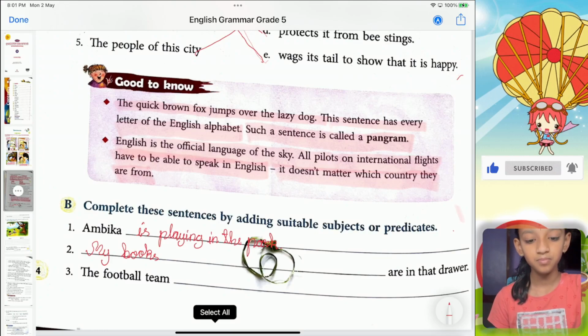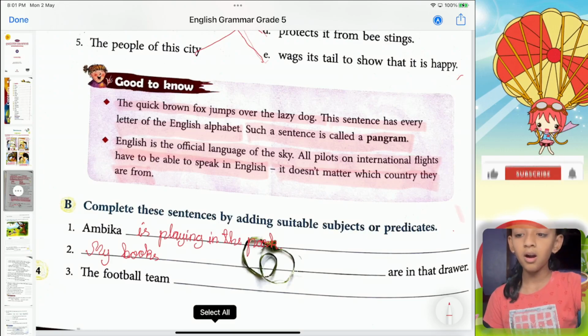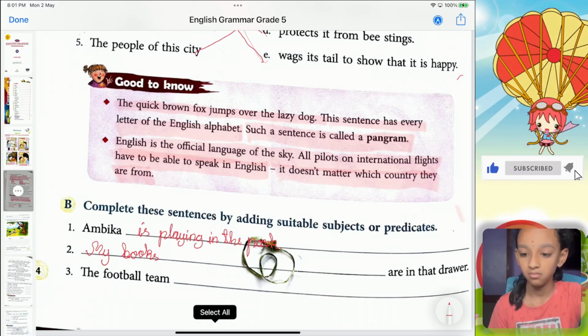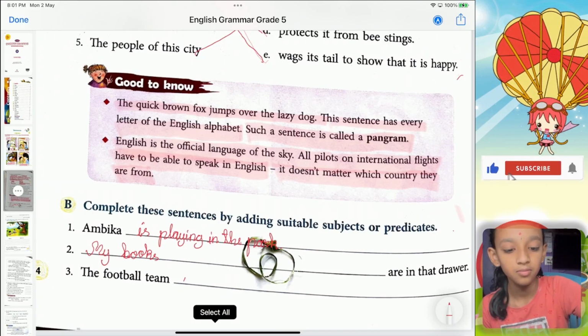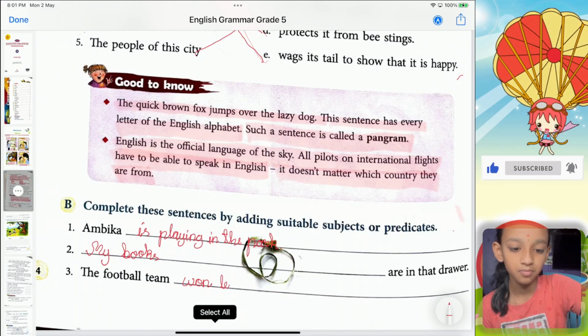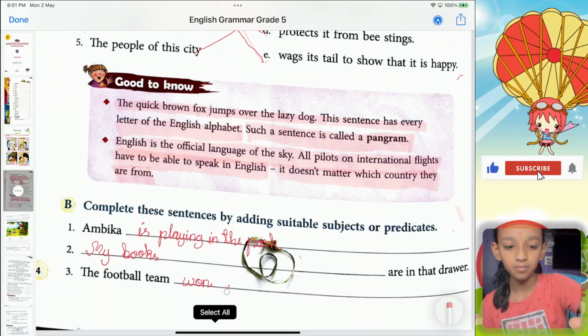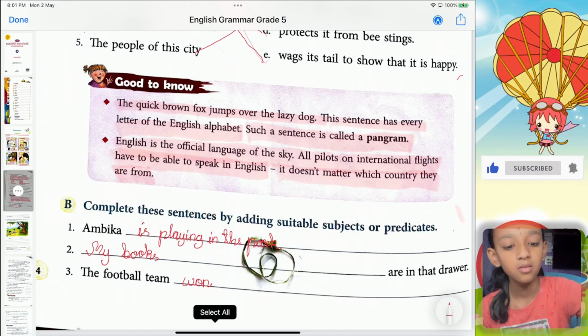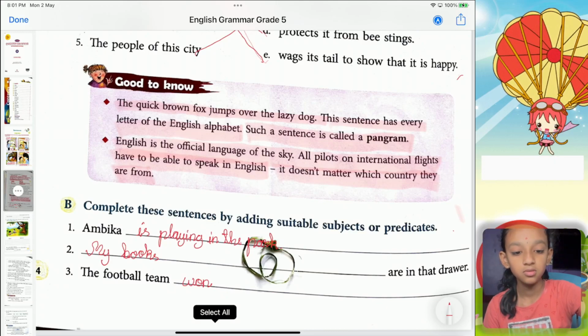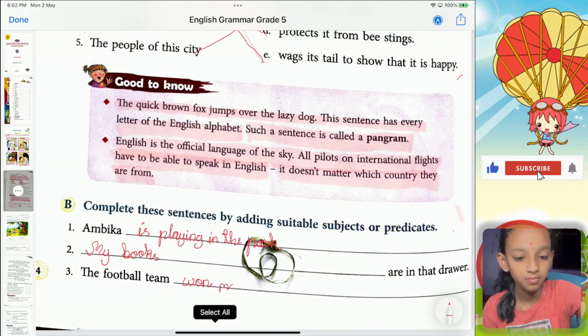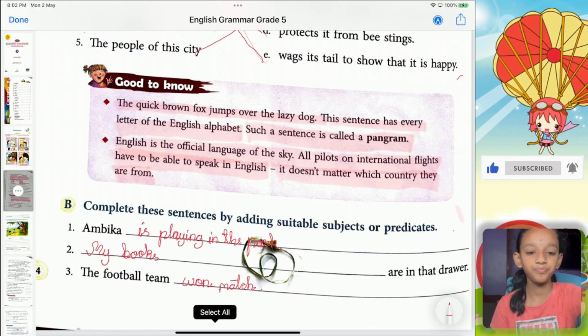The football team dash. You can say something like the football team won the match. Won is the verb. Okay, so that becomes the predicate. Won the match becomes the predicate.